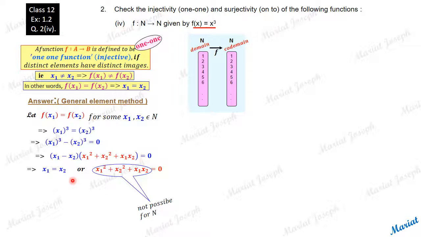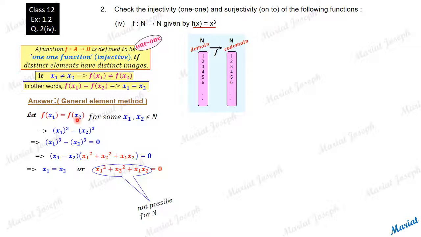Hence, the only possibility is x1 equal to x2. So, look at this. Whenever the two images are equal, it is compulsory that these two pre-images should be equal, which is what we wanted to call a one-one function. Whenever the images are equal, it must imply that the pre-images are equal.